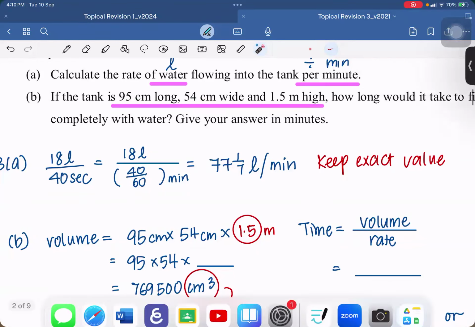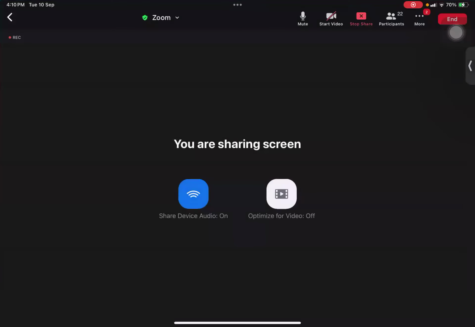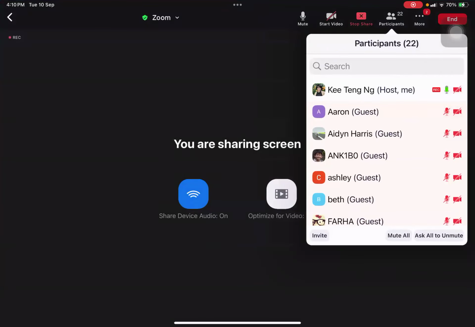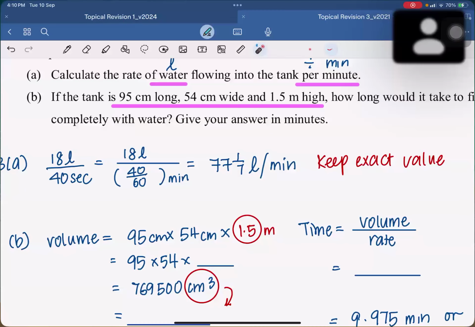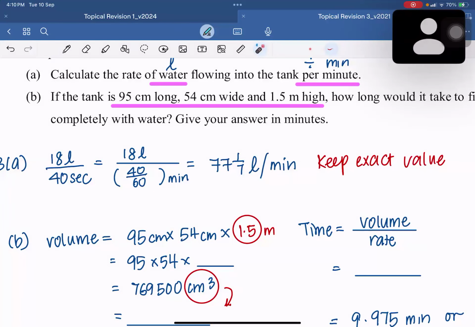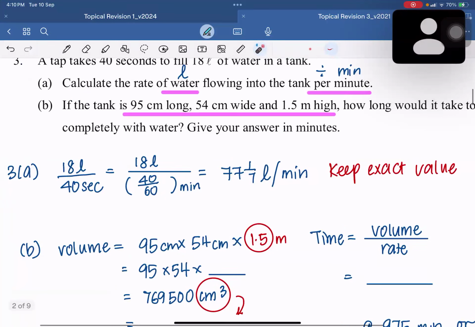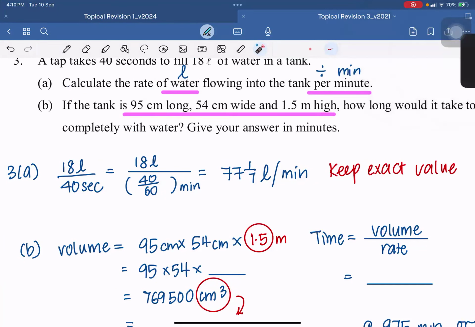Okay, never mind. I look at my participant list and call the first person. Oh, Aaron. I call the first person, then later I call the next few persons. Okay, Aaron, what can I do with 95 cm, 54, and 1.5 meters? Find the volume. Find the volume, very good.